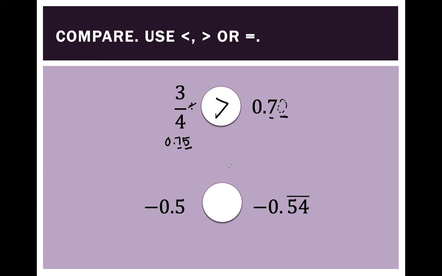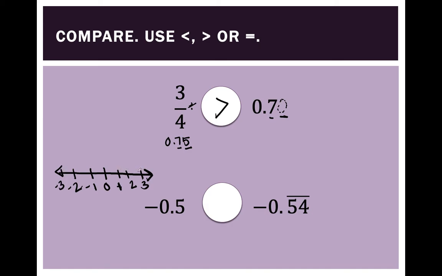For this second example, we have -5/10 and -0.54 repeating. So we need to be very, very careful when we're thinking of these, because negatives are backwards in terms of greater and less than positives. So let me just use some whole numbers here to remind you of what I'm talking about.